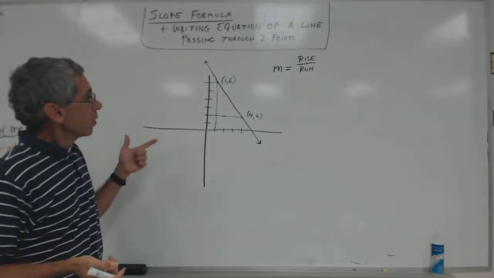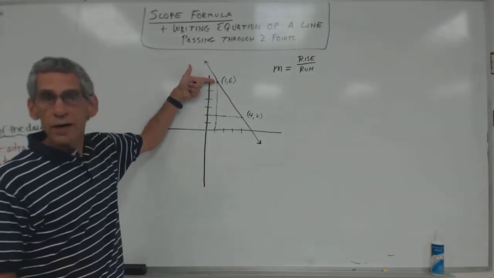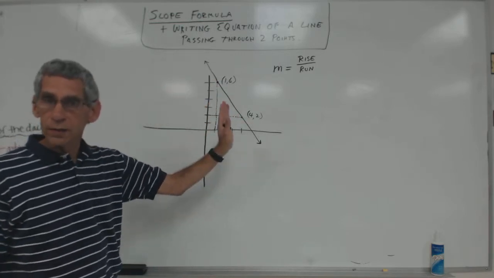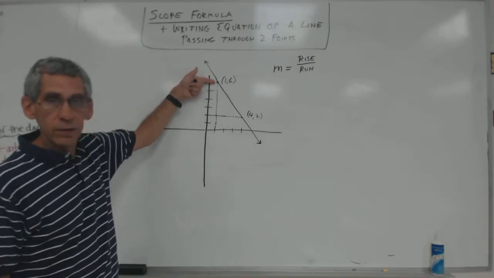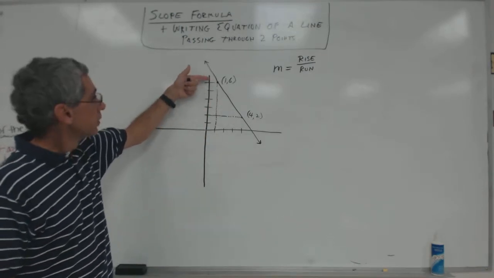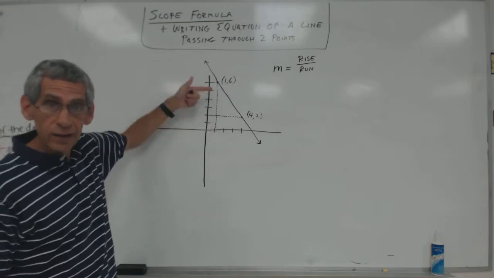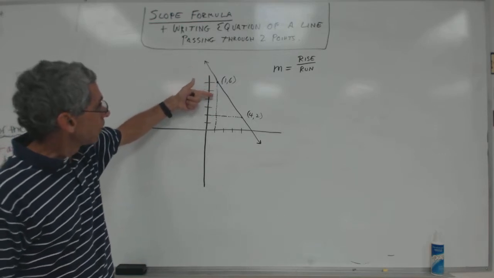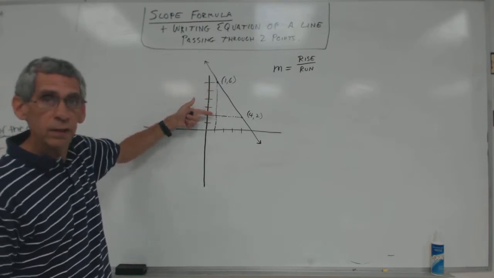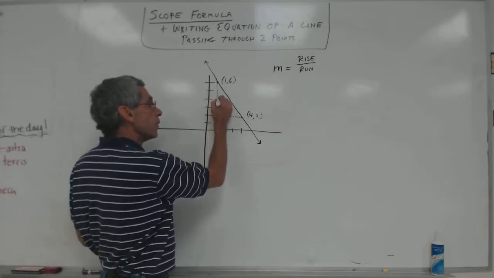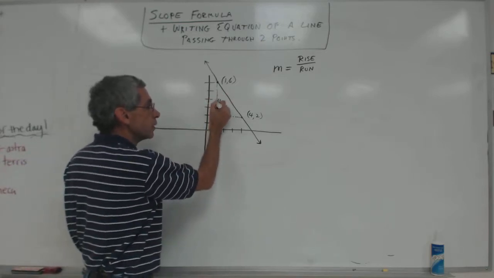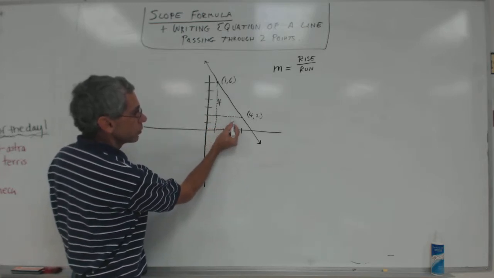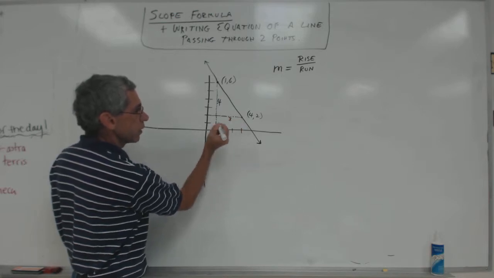So, starting from a left point, going to a right point. It's important that you go from left to right. Am I going up or down? Down. So my rise is negative. You guys agree with me? And I go down 1, 2, 3, 4. So that's 4, so my rise is negative 4. And then my run is what? 1, 2, 3. You guys agree with me there?